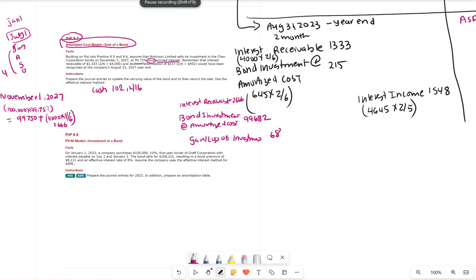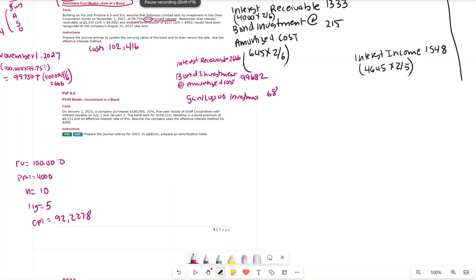So there's a different way of doing it. Either you work backwards or you work forwards, whatever you want to do. I'm just going to put it in here so you know that we calculated it. The face value of our bond was 100,000. My payment was 4,000, which we showed you how to do before. My N, the original life, was 10 years. My I/Y was 5. We compute the present value. Your present value is 92,278. That's what the present value is.